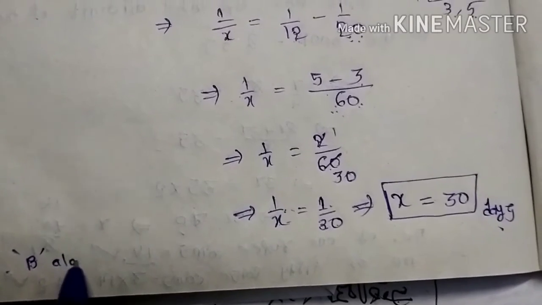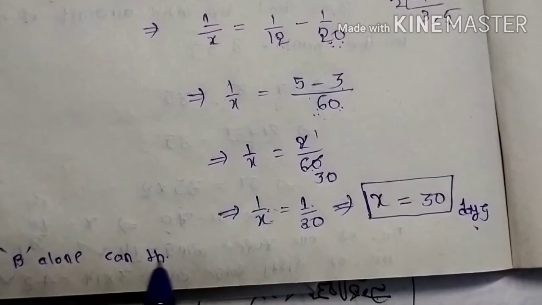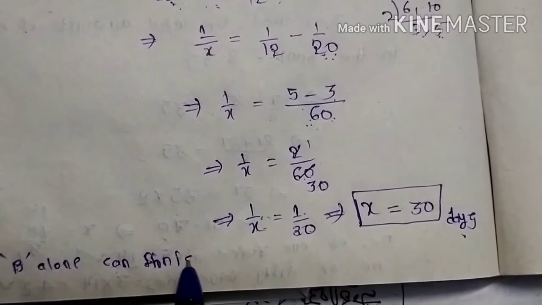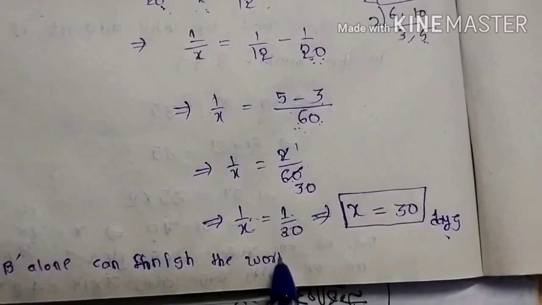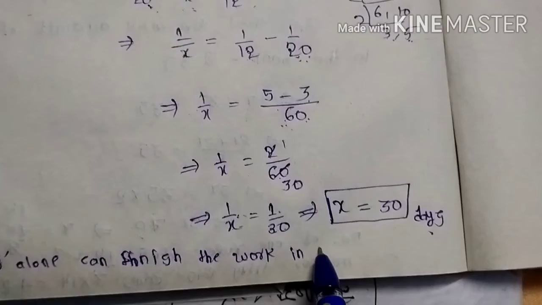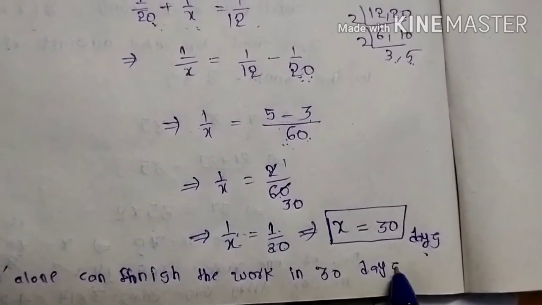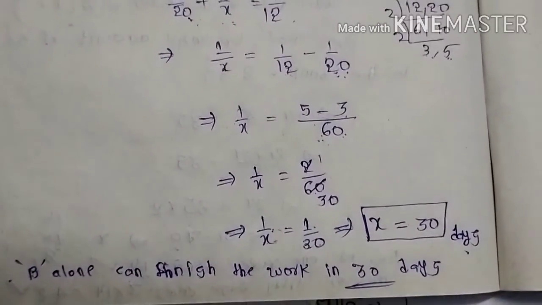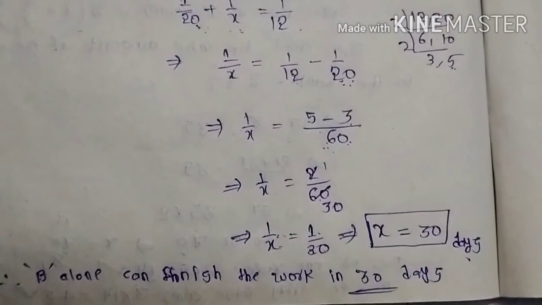Therefore, you can write here the answer as B alone can finish the work in 30 days. Your answer is how much? 30 is your answer. They are asking here, in how many days can B alone finish the work? In 30 days he will be completed.